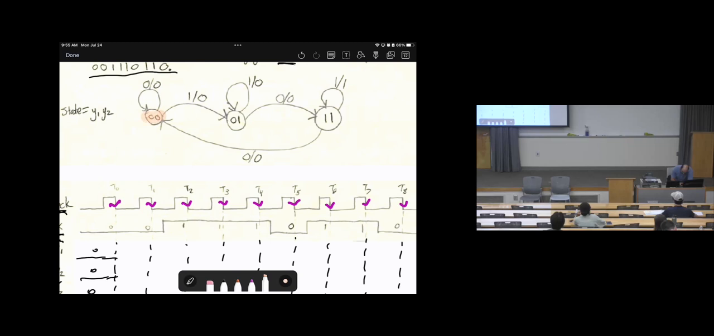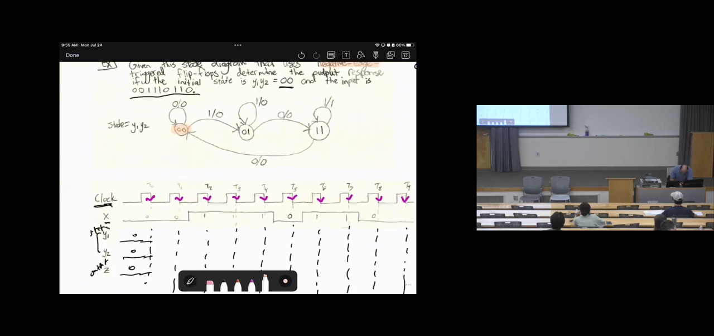We are at 0, 0. Now the input is 0. If the input is 0, what's the next state? It will be at 0, right? And the output is 0 as well. Is that right? So we will be at 0, 0, and the output is 0.